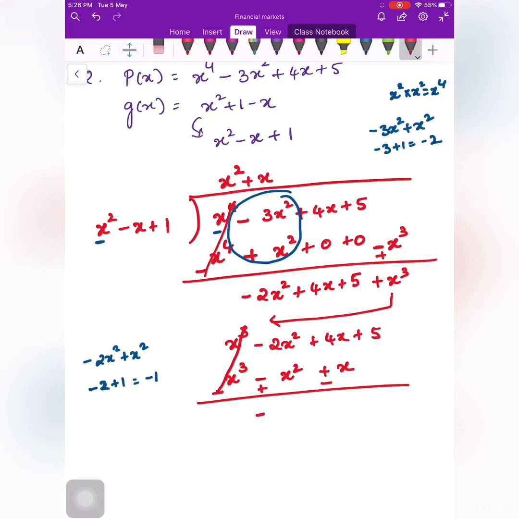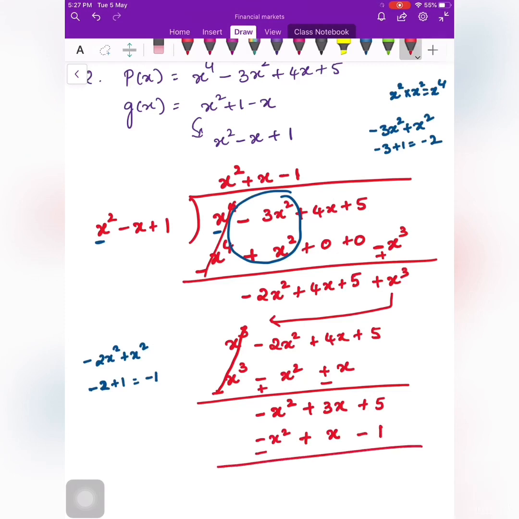So hence you will get minus x square as the answer. So here plus 4x minus x is nothing but plus 3x plus 5, right? Yes. Now what you can do is, you have minus x square and here in the divisor you have x square. So that means you need to just multiply with minus 1. Okay. So minus 1 into x square will give you minus x square. Minus x into minus 1 is plus x, plus 1 into minus 1 is minus 1, correct?